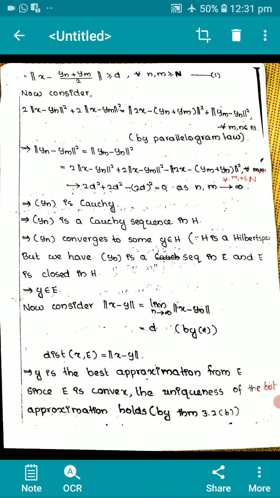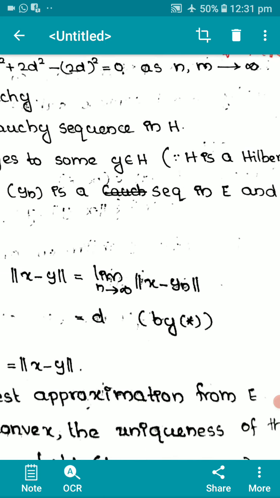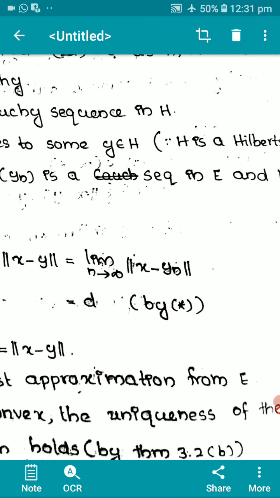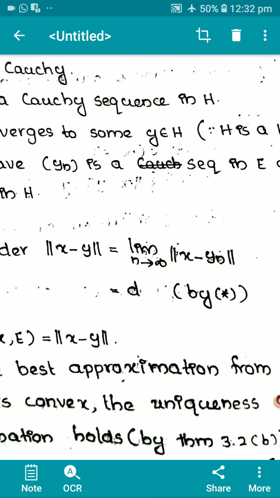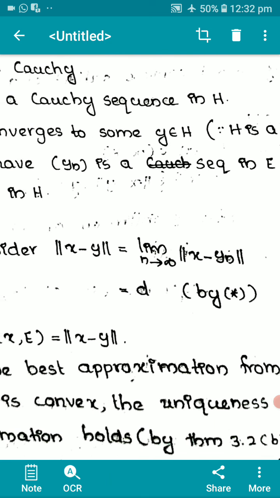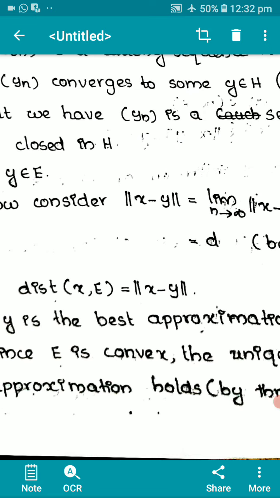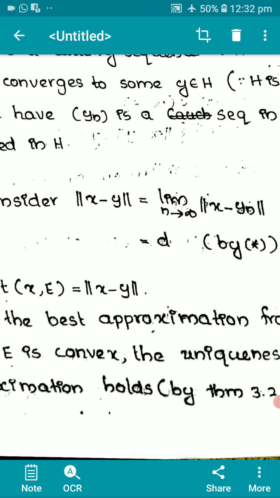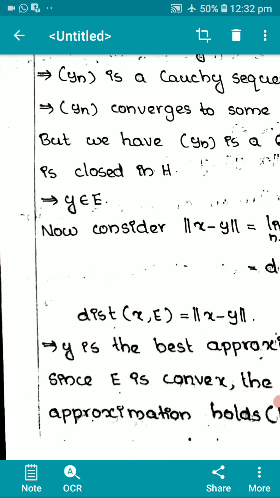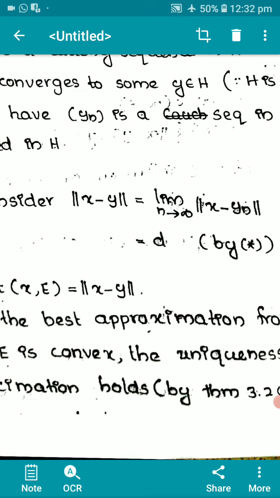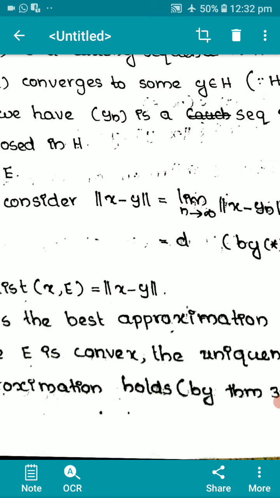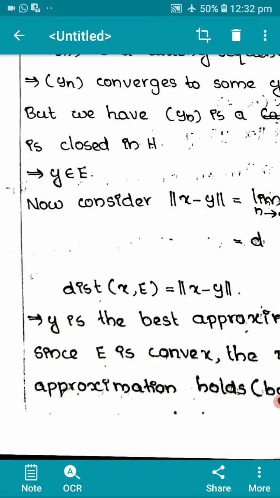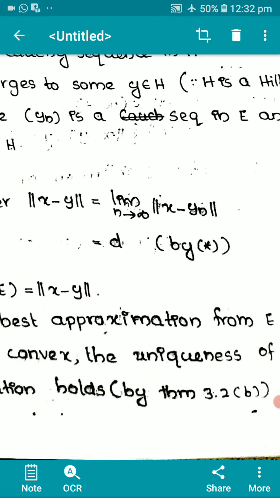Now consider norm of x minus y. How to write it in terms of yn? It is the limit as n tends to infinity of norm of x minus yn, that is equal to d by equation star. So the distance of x from E is the same as norm of x minus y. That is, y is the best approximation from E. Since E is a convex set, the uniqueness of the best approximation holds by the previous theorem, part B.